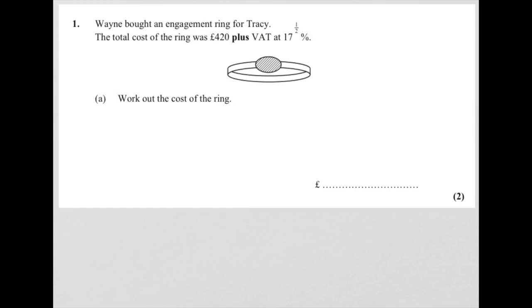Okay, first thing we need to be able to do is recognise that the £420 price tag represents 100% of the original amount, and that we're adding 17.5%. If I add those together, I get a total amount of 117.5%. So our total answer will be 117.5% of 420.